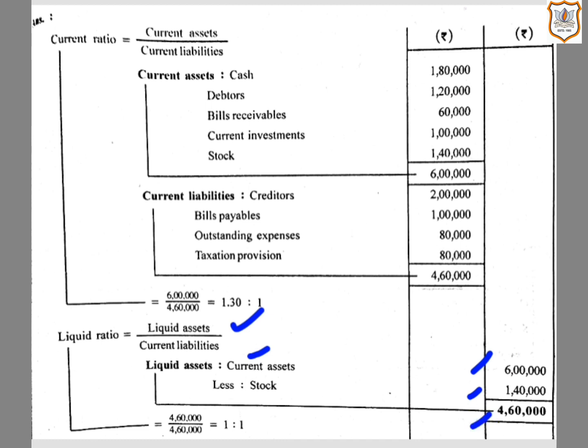Now we will apply this amount in our formula. We will get 4,60,000, that is liquid asset, upon 4,60,000, that is current liabilities. So we will get answer 1:1.